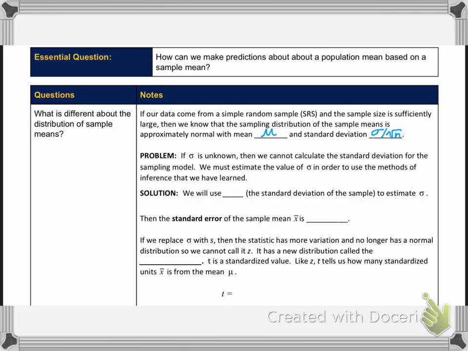If you read through the top here, it says if our data comes from a simple random sample and the sample size is sufficiently large, then, as we learned at the very beginning of part 5 of the class, the sampling distribution of the sample means is approximately normal, and that mean is at the population mean. And the standard deviation is the population standard deviation divided by the square root of n. So hopefully you can remember all of this that you already know about sample means.